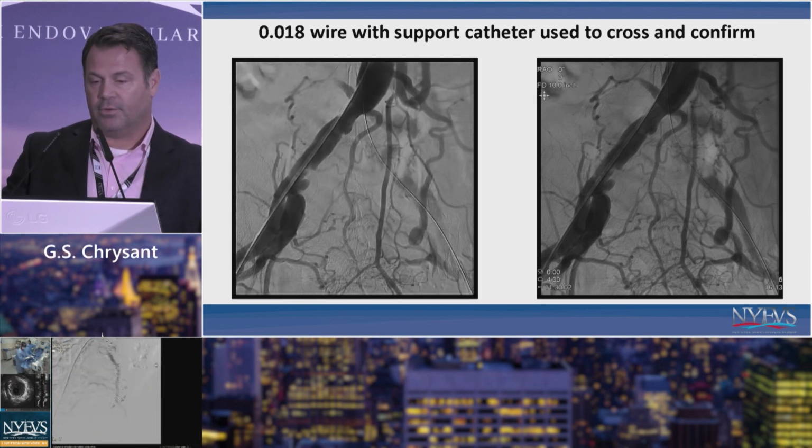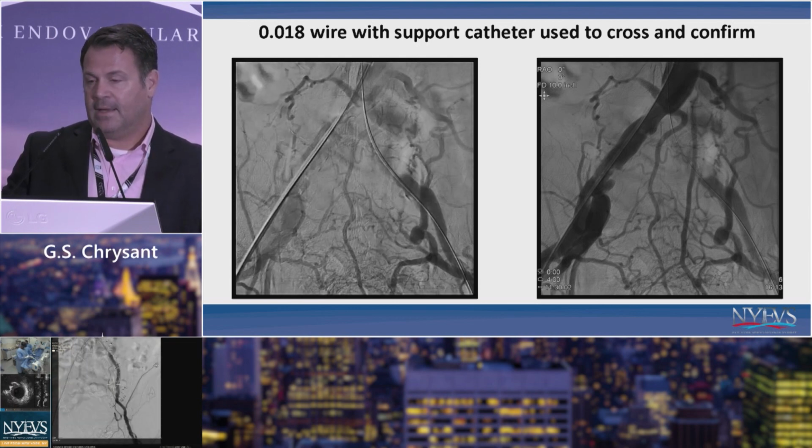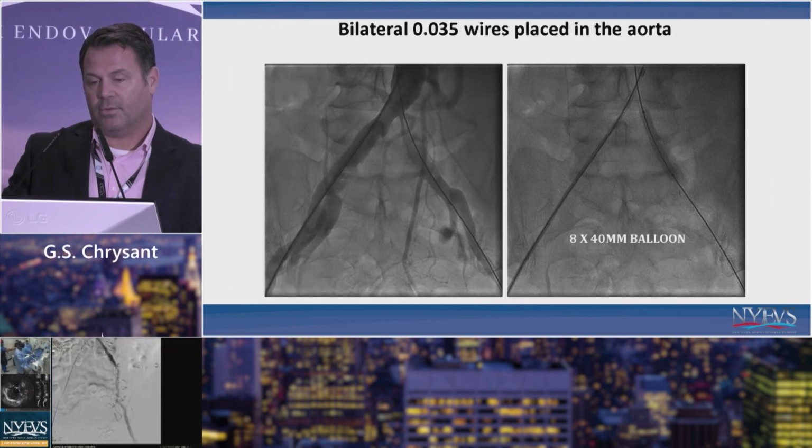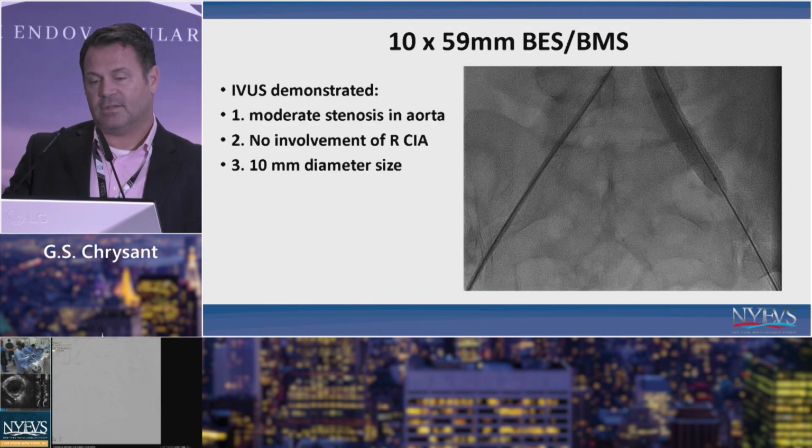And so before you start ballooning, you should make sure you're in the aorta. And then from that point on, I switched out to bilateral 035 wires, ballooned, and then used IVUS, which demonstrated the size of the vessel so that I could hit it with a 10 by 59 balloon expandable bare metal stent.